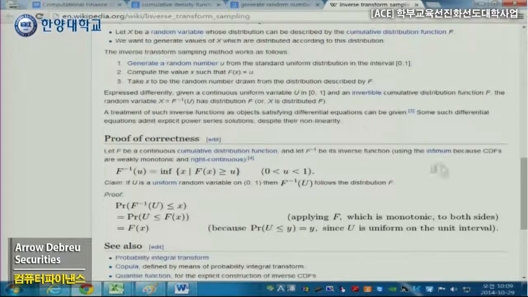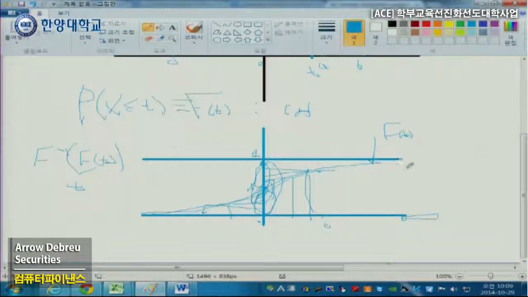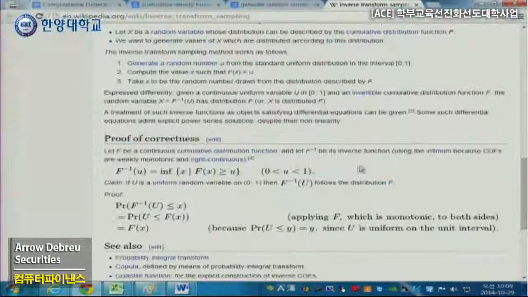And then this is the simple proof. Okay, yeah, this is the proof. I was almost there. So let F be a continuous cumulative distribution function. It is the CDF. For the normal distribution, it is the integral from minus infinity to x of 1 over root 2 pi, something like this. And F inverse is the inverse function. So this is F, and if we flip this one, then this is F inverse, right? F inverse is its inverse function, because it is a CDF.